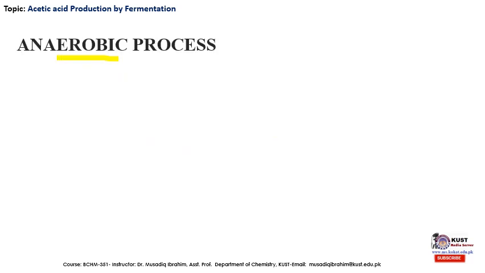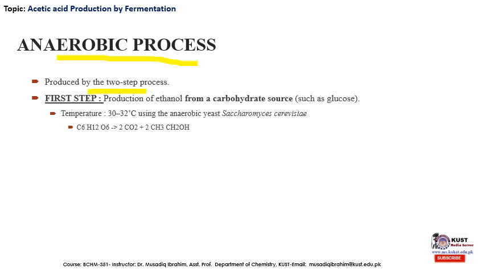Now moving towards the anaerobic process by which acetic acid is produced. It is produced by a two-step process. The first step is the production of ethanol from a carbohydrate source, which is normally glucose. The optimum temperature is maintained around 30 to 32 centigrade, along with the usage of anaerobic yeast, which in this case is Saccharomyces cerevisiae. Now in the equation you can see that you have a molecule of glucose, which is broken down into two molecules of carbon dioxide and two molecules of ethanol.